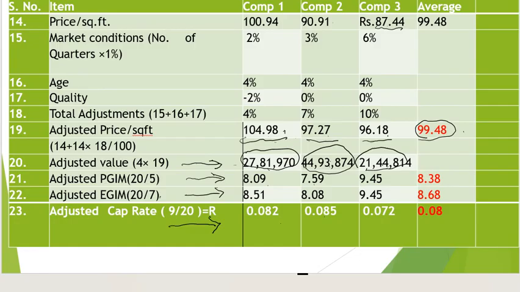You calculate the average of these three: 8.09, 7.59, 9.45. It is 8.38. Then adjusted gross income multiplier 8.51, 8.08, and 9.45 for comparable 3. So the average is 8.68. Similarly, adjusted capitalization rate 0.082, 0.085, 0.072, and the average is 0.08. So now with the help of these four things, you can calculate the value of your subject property. How can you do that?